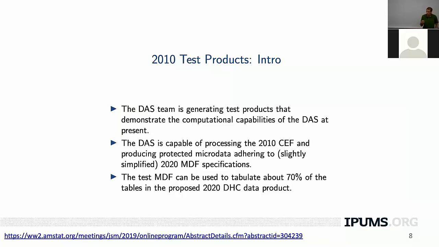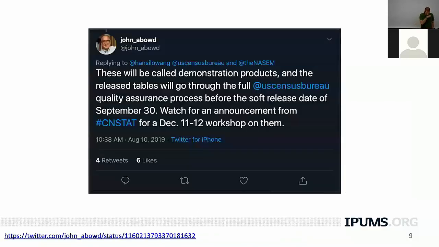Now, we don't know much about that data release. We don't know what the value of epsilon is going to be. We don't know necessarily what all tables or what all geography levels are, but I think this is going to be very useful for us to analyze the impacts that it might have.